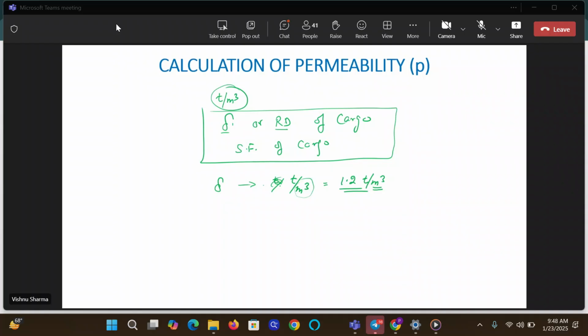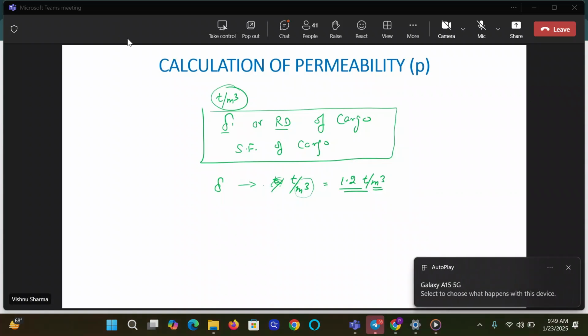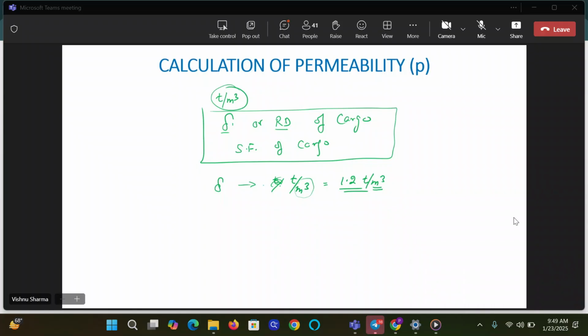And on what does the density depend? It is a cargo specific value. It depends on the nature of the cargo. Iron ore is high density. If you take 1 cubic meter, it will weigh much more than 1 cubic meter of cotton, which will weigh much less. So it is related to the nature of the cargo.